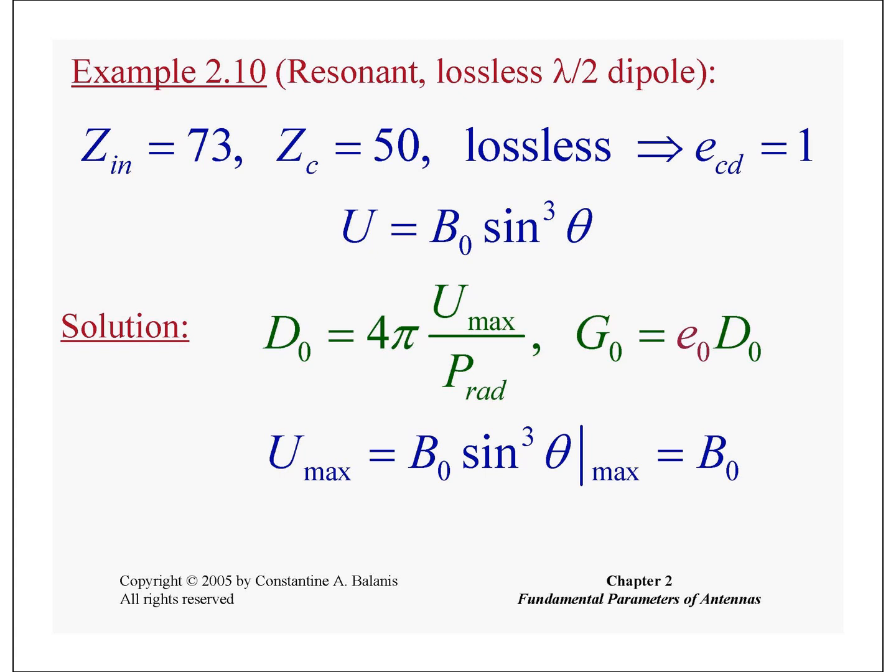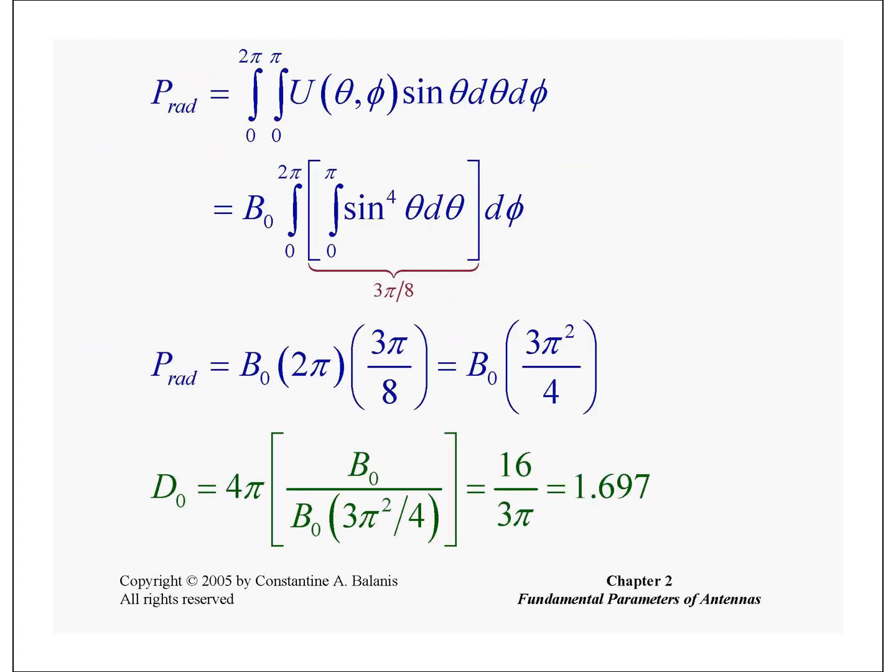Now for maximum directivity, we need to find the U max, the maximum radiation intensity, which will occur for this particular pattern at theta is equal to 90 degrees. Now using the formula for the total radiated power, which is over the whole spherical coordinate system, the value of theta varies from 0 to pi, and phi varies from 0 to 2 pi. U is given, which is B naught sine cube theta, and one sine theta is here, so sine cube theta into sine theta will become sine 4 theta. Now if we integrate this sine 4 theta, it will give us 3 pi by 8. Similarly the phi integral will only give us 2 pi. Okay, the phi integral is only dependent on d phi, so that will give you 2 pi. So the total radiated power will become B naught 3 pi square by 4.